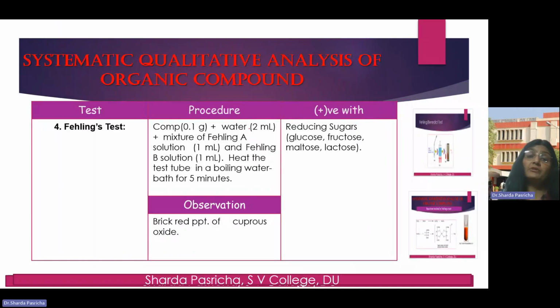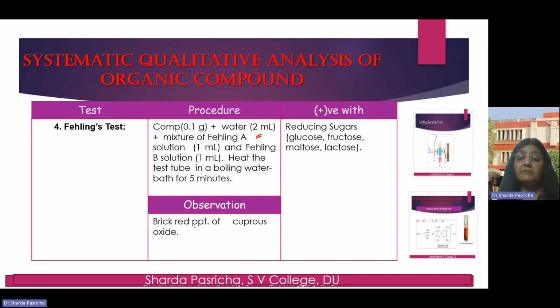Another test that you can do to distinguish between a reducing and a non-reducing sugar is the Fehling solution test. So you can either do the Tollens test or you can do the Fehling solution test in the laboratory. You will take 0.1 gram of your organic compound again and dissolve it in 2 ml of water. To this, you will add a mixture of 1 ml each of Fehling A and Fehling B. That means you first prepare a Fehling solution by mixing equal volumes of Fehling A and Fehling B, and then add 2 ml of that solution to the aqueous solution of your organic compound, and then heat it on a boiling water bath for about 5 minutes.